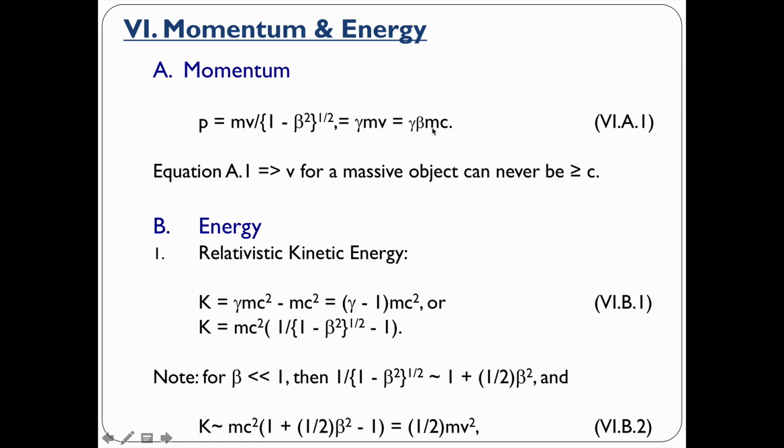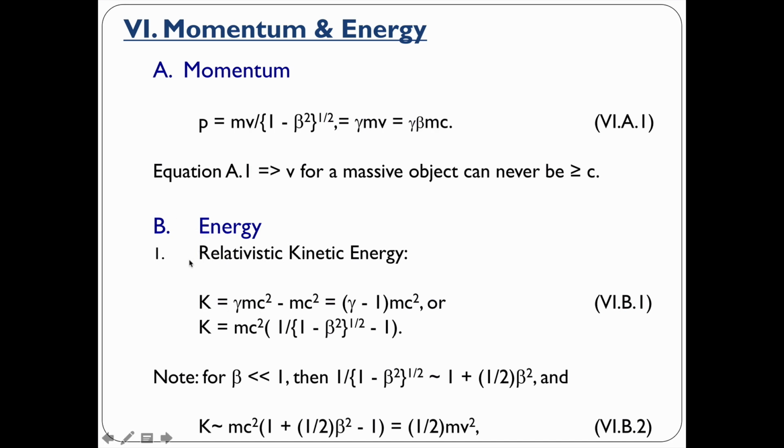What this means is that v for a massive object can never ever be greater than c. If the speed starts to exceed c, in here we get a negative in the square root. So something that has mass cannot have a velocity going into the momentum that's equal to the speed of light or greater than the speed of light.